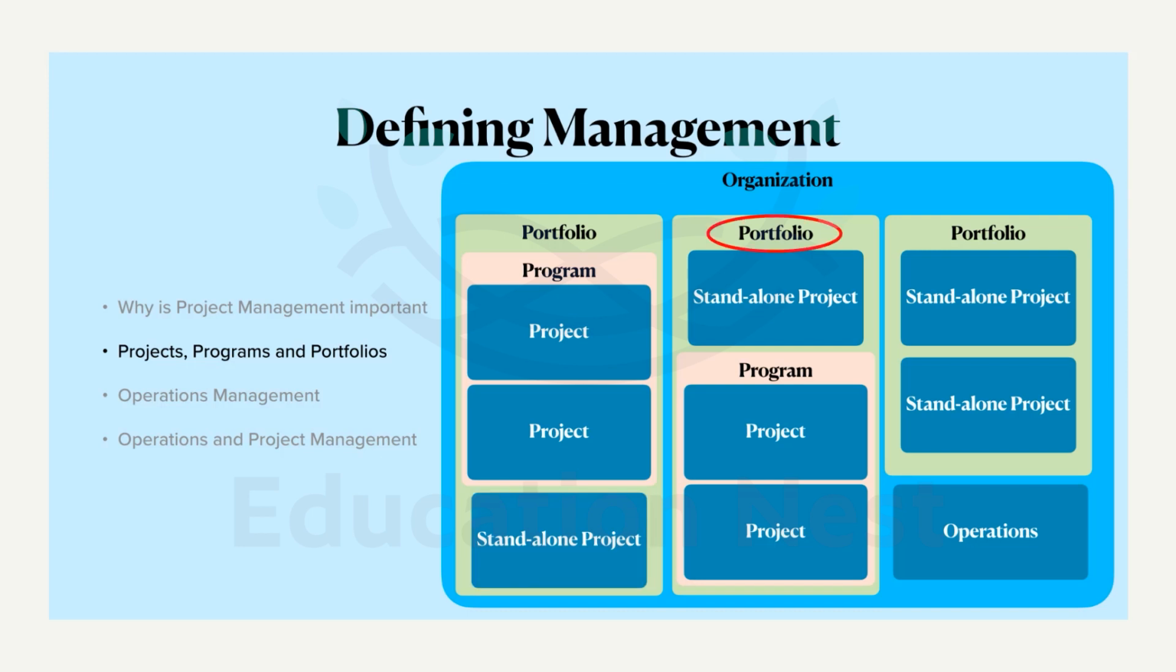So a portfolio management will have a program and a standalone project and also a second program. So here you can see that there is another portfolio like this. If we observe, as I told, these are the examples: a portfolio with just two standalone projects, a portfolio with a program, and again a standalone project. So this is how an organization looks like, right?